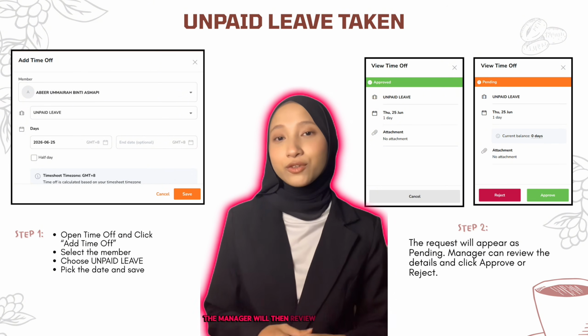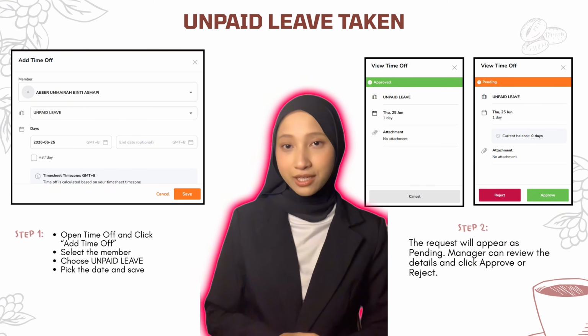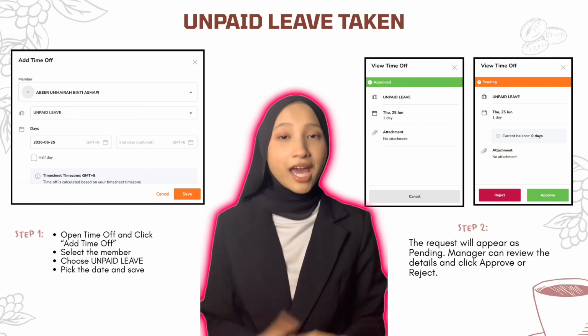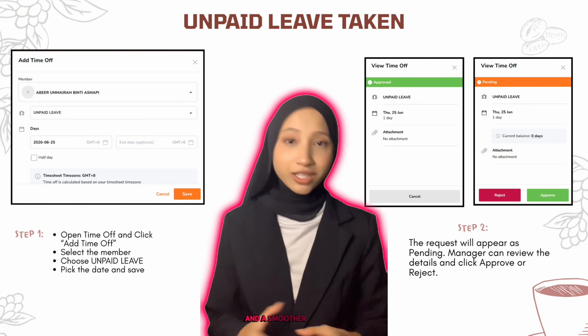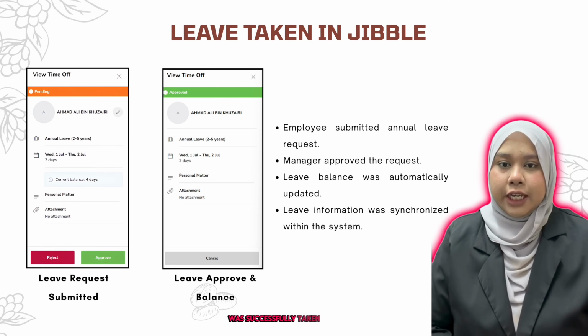The manager will then review the request details before making a decision to approve or reject the application. After approval, the unpaid leave record is updated automatically in the system, ensuring accurate leave tracking and a smoother approval process. This slide demonstrates that leave was successfully taken through Jibble.